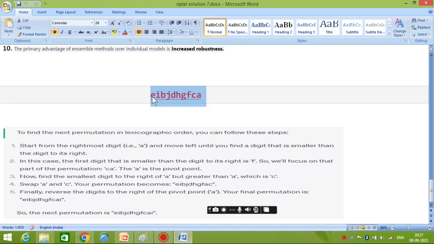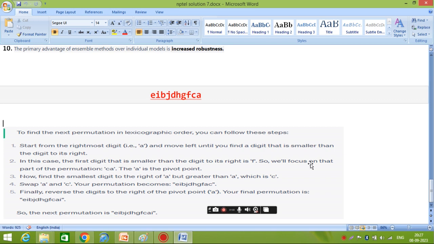This is the string he has given us. So how to find the next permutation in lexicographic order? You can follow these steps to get the solution. At first, start from the rightmost digit and move left until you find a digit that is smaller than the digit to its right. In this case, the first such digit is A.